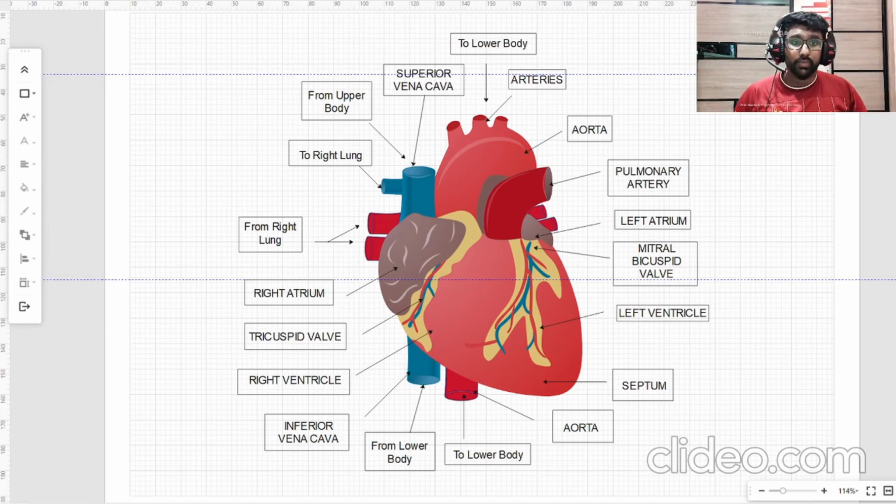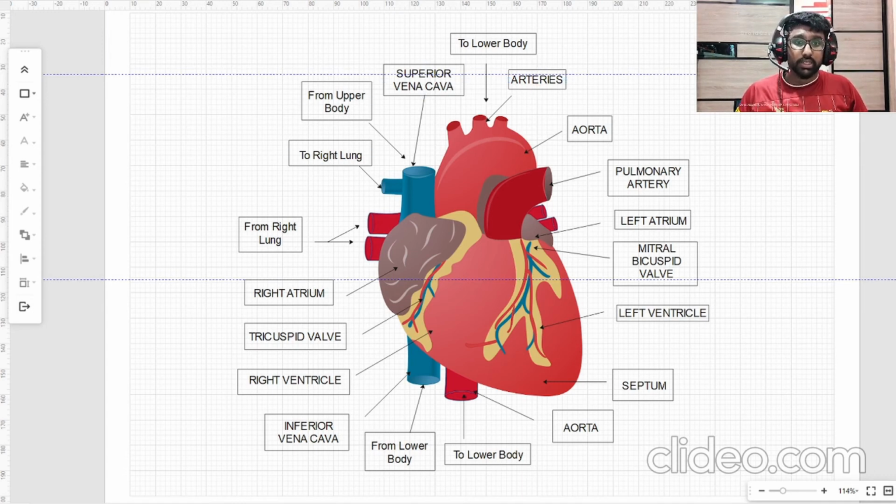Okay, so the first one we are going to see is the vena cava. The vena cava is a large vein that carries blood to the heart from other areas of the body. So in general, the vena cava is made up of two parts, which are the superior vena cava and also the inferior vena cava.